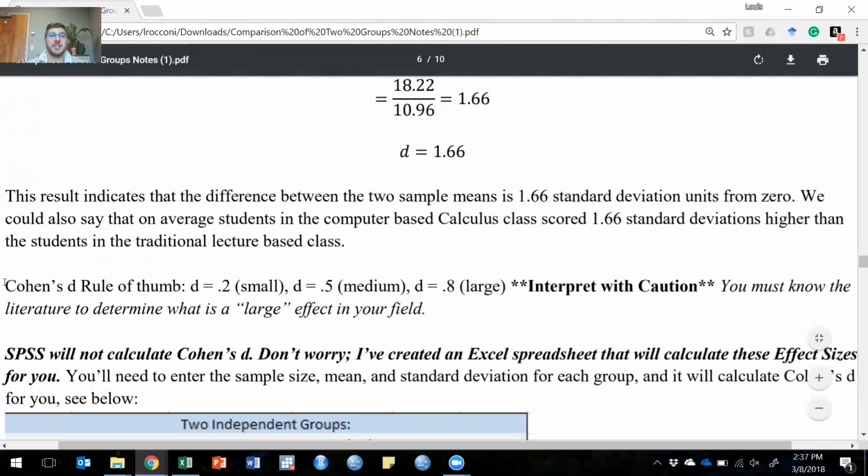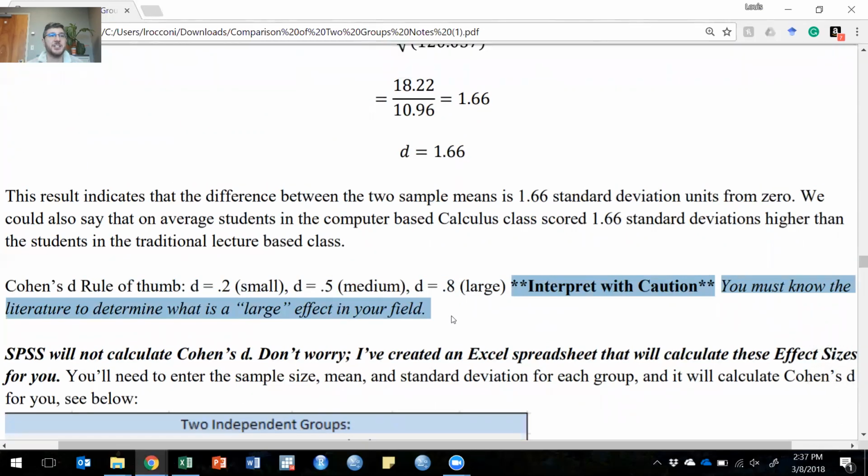Cohen, who developed or really popularized the use of effect sizes, has some rules of thumb for interpreting them. He says d's around or greater than 0.8 is what he would consider a large effect. So we would say this is a pretty large effect here. I have a little note of caution here. You really need to know the literature on the subject to determine what's a large effect, or maybe large in one field may not be considered large in another field.